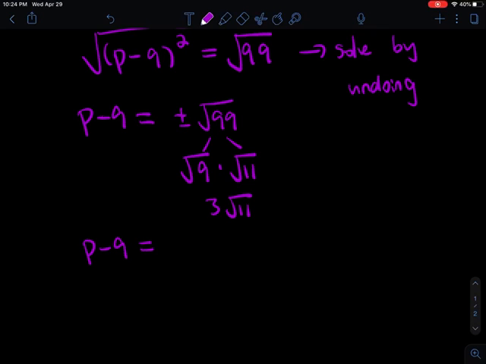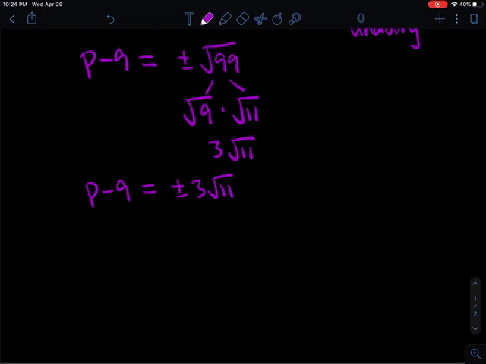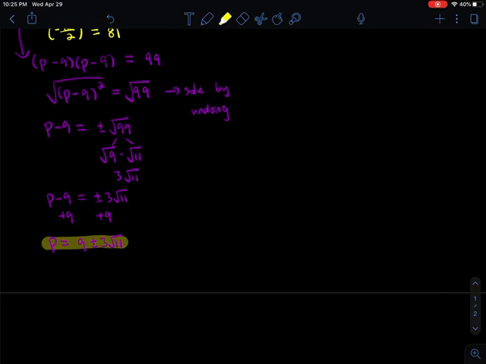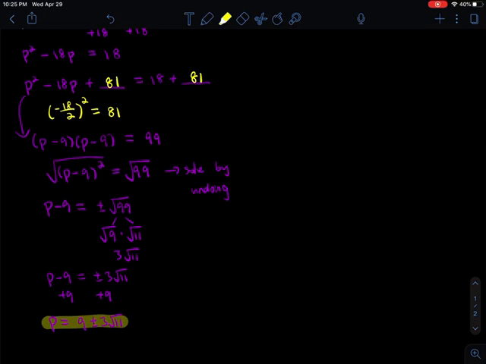So then I get p minus 9 is equal to plus or minus 3 root 11 after we simplify. And then add 9 to both sides. I get p is equal to 9 plus or minus 3 root 11. Okay, so that's it. Solving by completing the square.